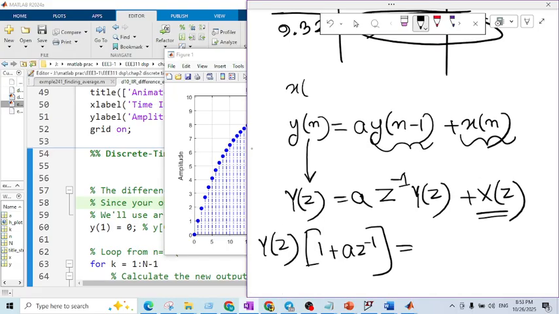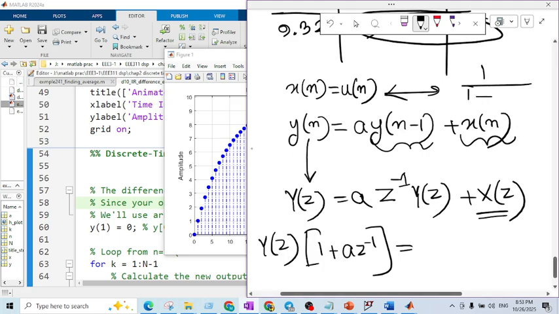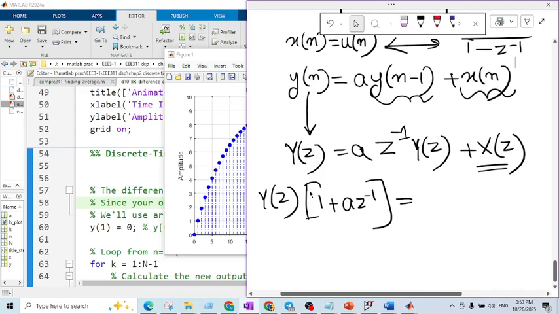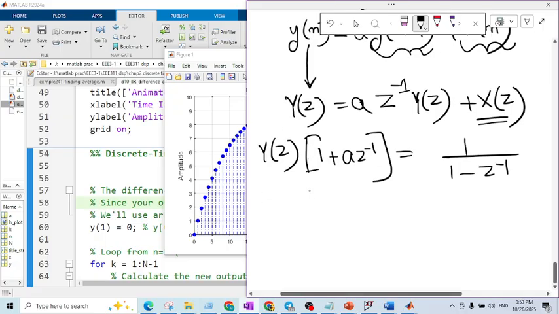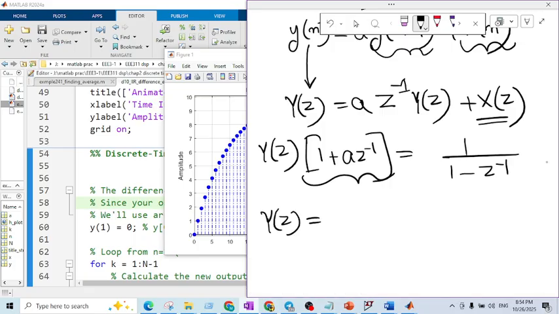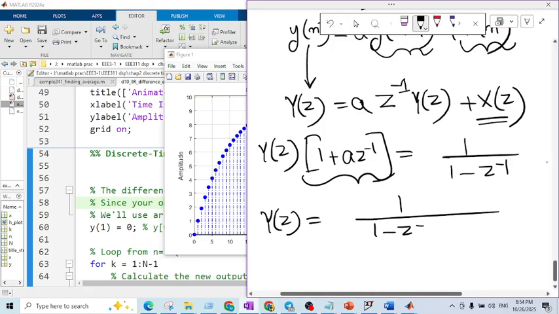So we know x[n] is equal to u[n]. If I transform this, I will get 1 by 1 minus z inverse. Okay, so let's write this here, 1 by 1 minus z inverse. And then if I take this to the right hand side, I will get 1 over 1 minus z inverse, then 1 over 1 plus a z inverse.